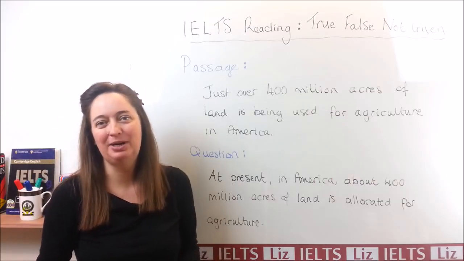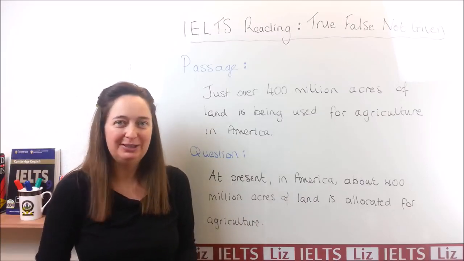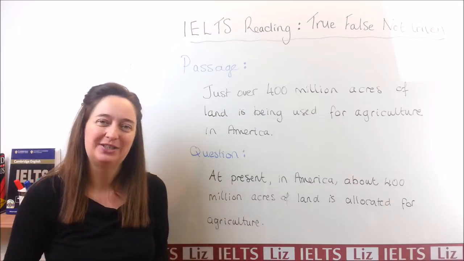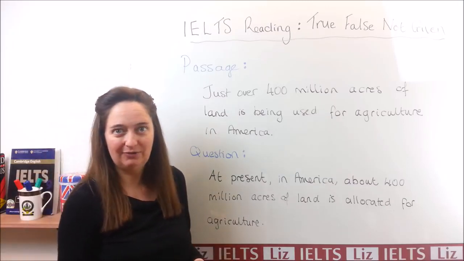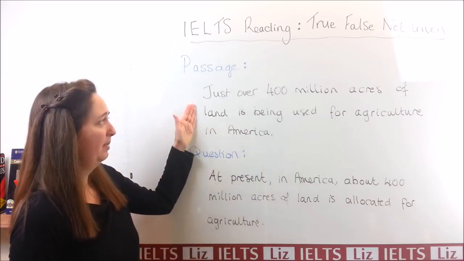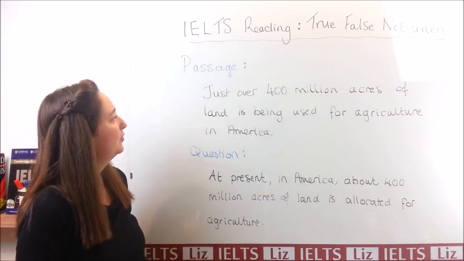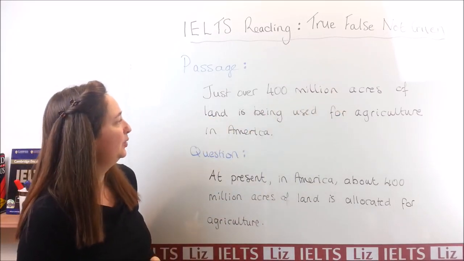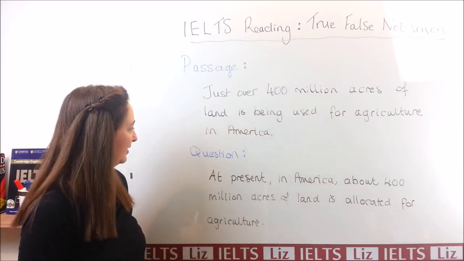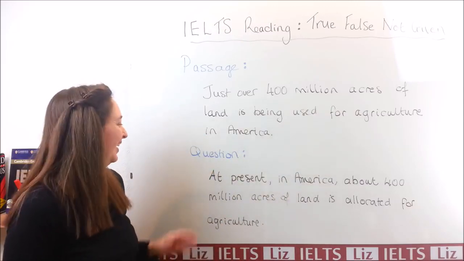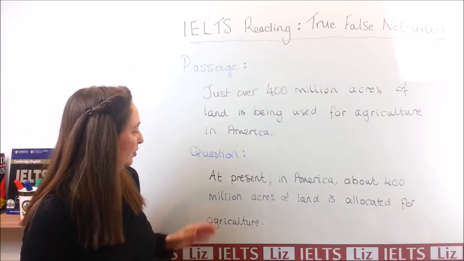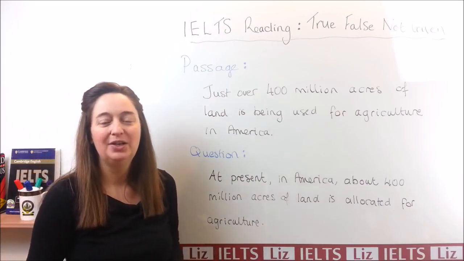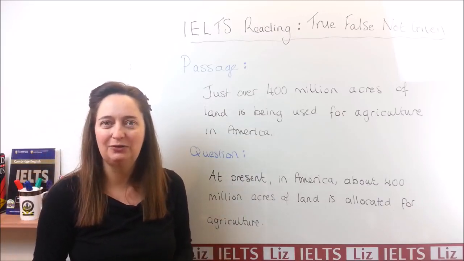Let's have a look at one more. And here is the last practice question before I give you some very useful tips to help you improve your true, false, not given and yes, no, not given questions. So this is a true, false, not given practice. This is the information in the passage. Just over 400 million acres of land is being used for agriculture in America. And the question, at present in America, about 400 million acres of land is allocated for agriculture. So you can see some similarities and a few differences.